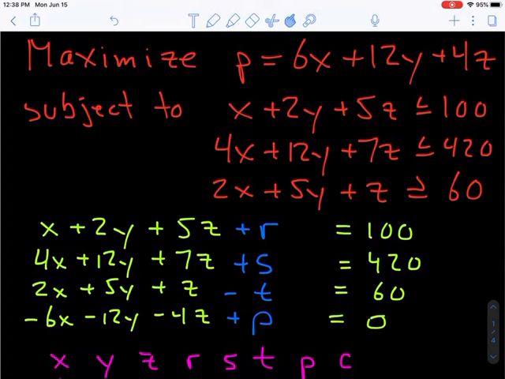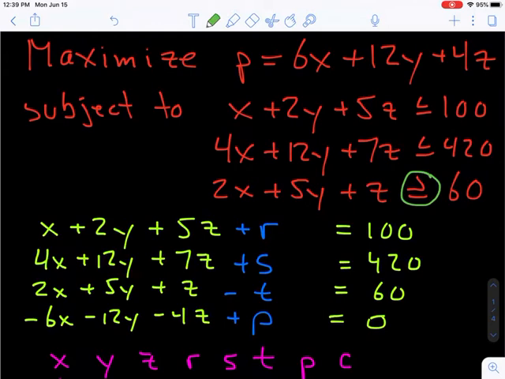Now, the first thing that we want to notice is that this has mixed constraints. Because we're maximizing and we have mixed constraints, which means specifically that this is a greater than or equal to sign, this is a non-standard maximization problem. If this last inequality was a less than or equal to, it would be a standard maximization problem.